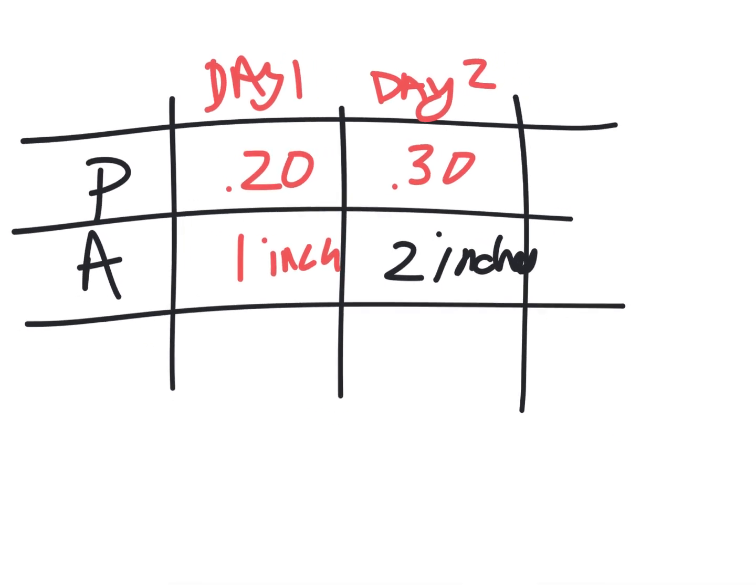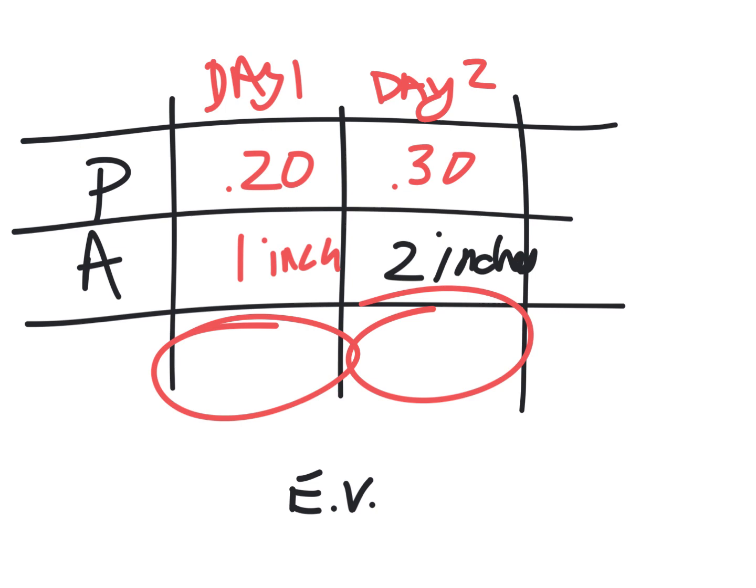Do you know what to do to get the expected value? It has to do with these spots right here. Everybody go ahead and try to answer. What's the expected value for the amount of rain we're probably going to get? Hint: probability times the amount. Probability times the amount. And at the end, you just add them all up.